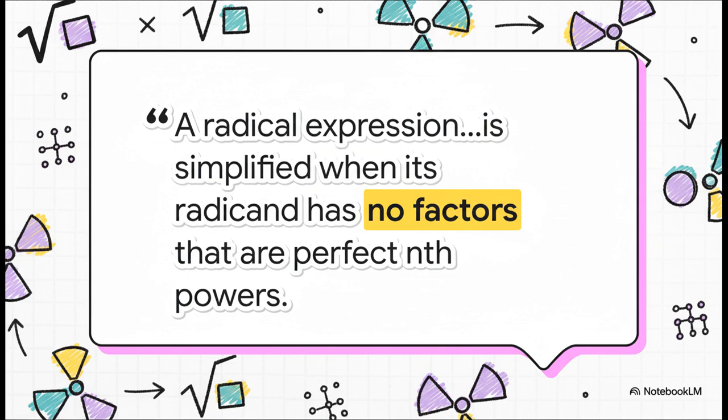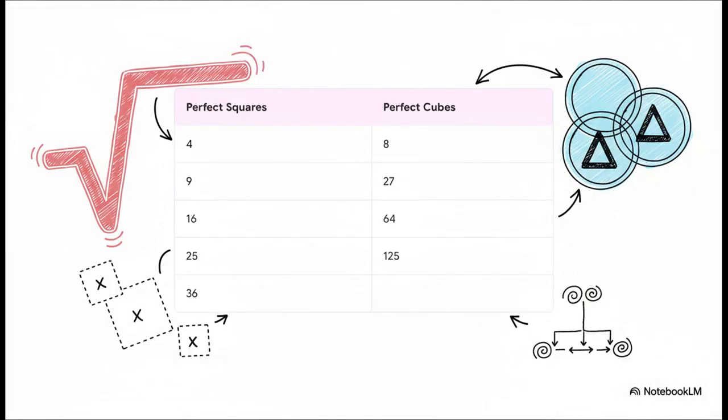It's kind of like digging through a messy drawer for a pair of socks. Once you find a matching pair, you can pull it out and set it aside, right? Same idea here. And these numbers right here, these are the ones you want to be on the lookout for. Seriously, think of these as your cheat sheet, your best friends when you're simplifying. Getting familiar with perfect squares like 4, 9, 16, 25, and so on will make your life so much easier.